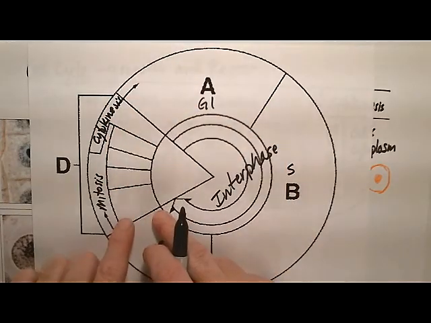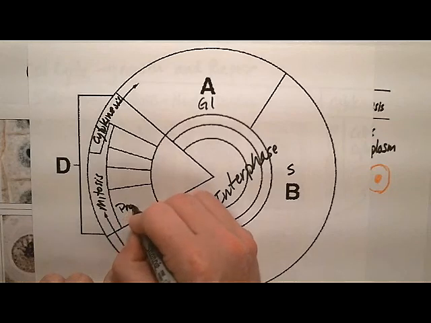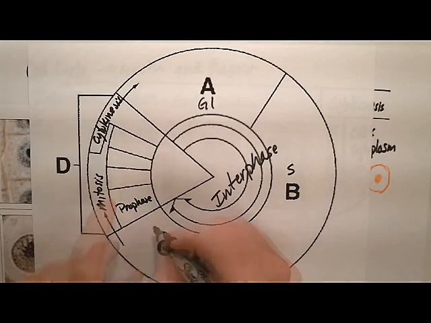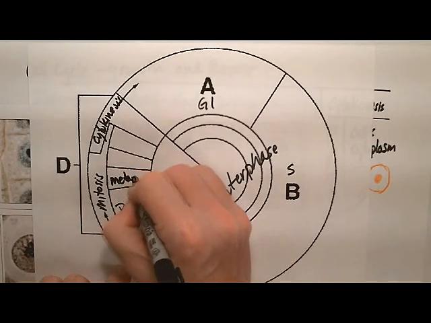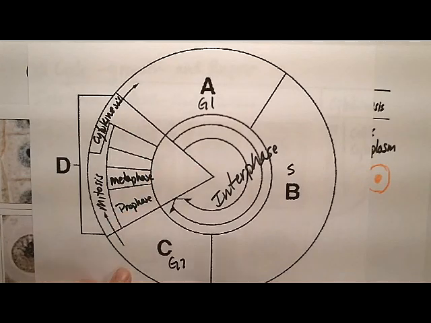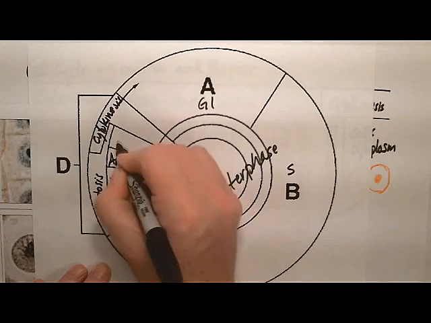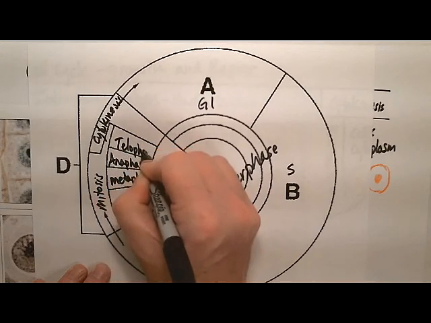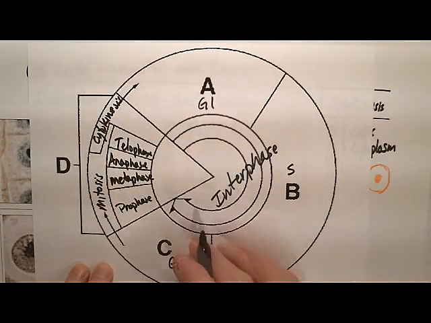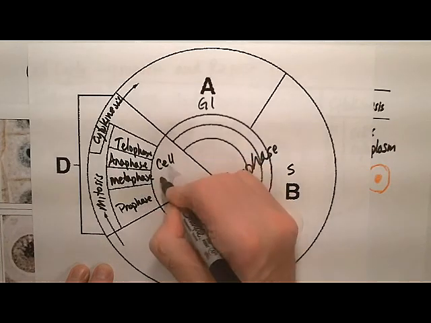Now the first part in mitosis, remember, is prophase. And then we have metaphase, and then we have anaphase, and then telophase. And of course you have your cytokinesis. This is the actual cell division part.